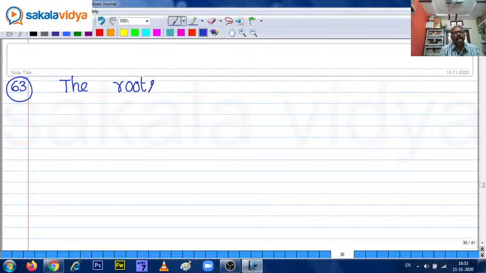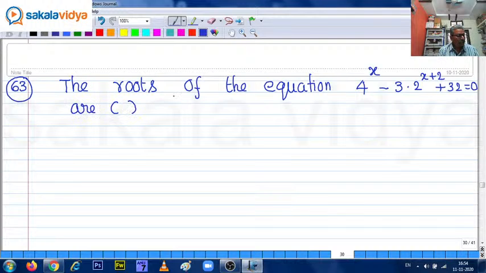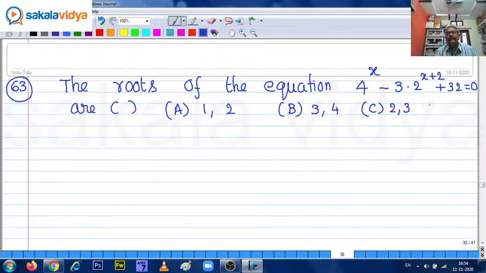The roots of the equation 4 power x minus 3 into 2 power (x plus 2) plus 32 equals 0 are: A, 1 comma 2; B, 3 comma 4; C, 2 comma 3; D, 1 comma 3.